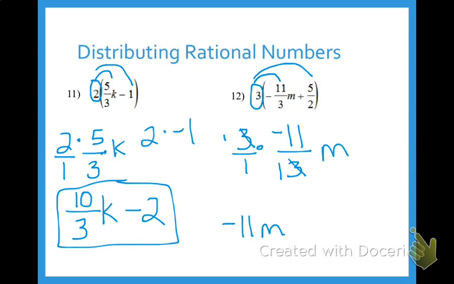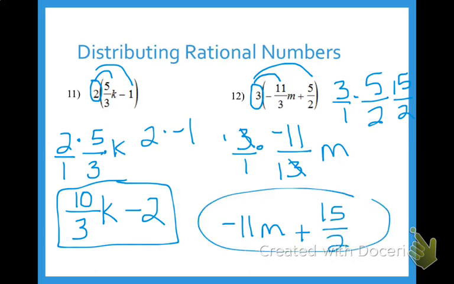When I distribute the second one, 3 times 5 over 2, this one does not look like it's going to cancel out because I cannot simplify diagonally. 3 times 5 is 15. 2 times 1 is 2. There were no negatives involved there, so it is going to remain plus or positive 15 over 2. So negative 11m plus 15 over 2.